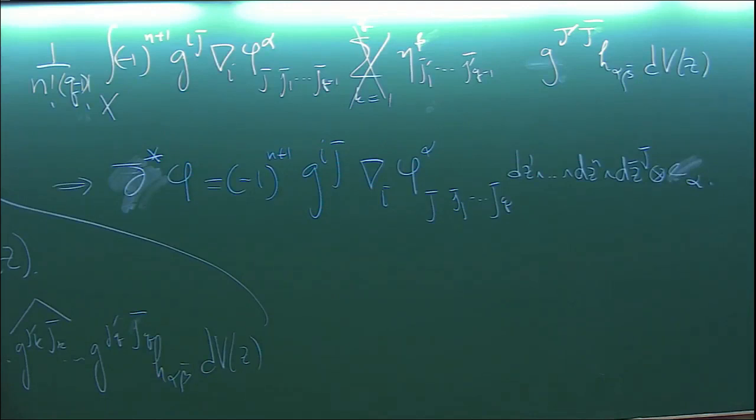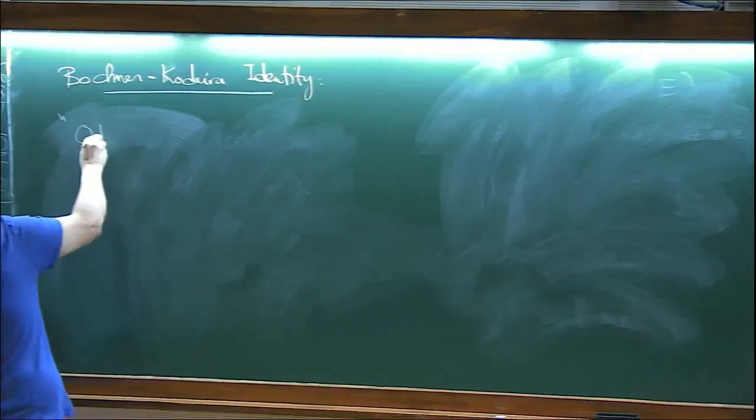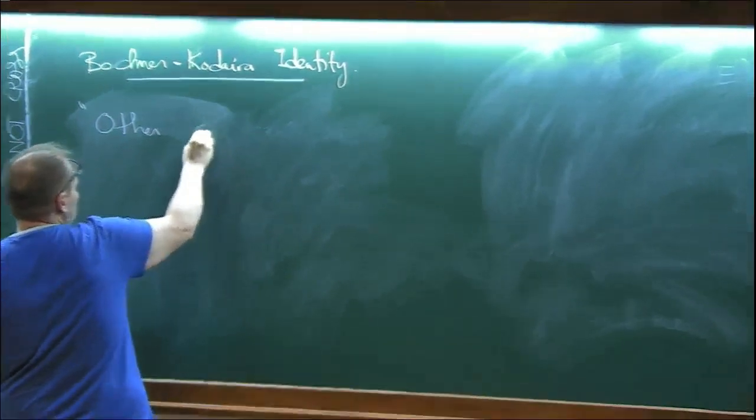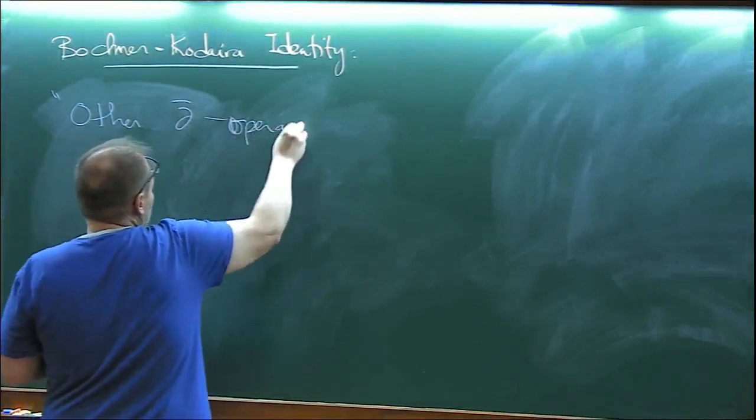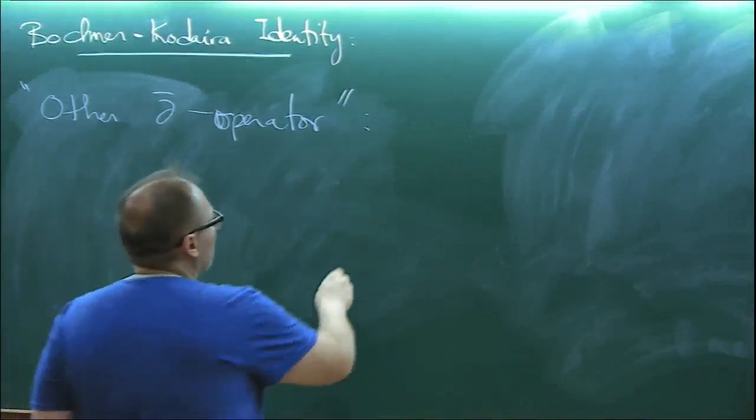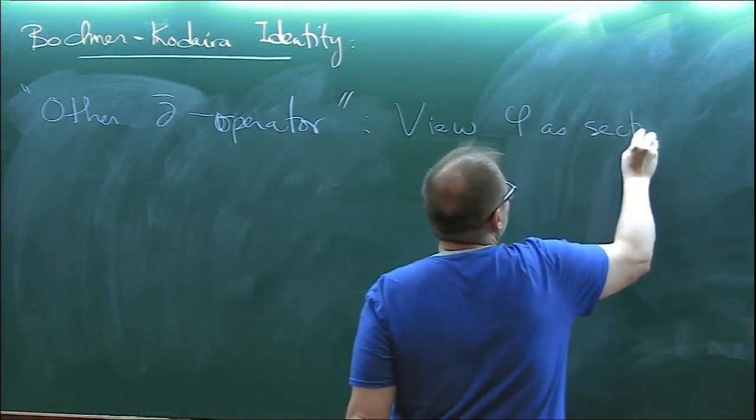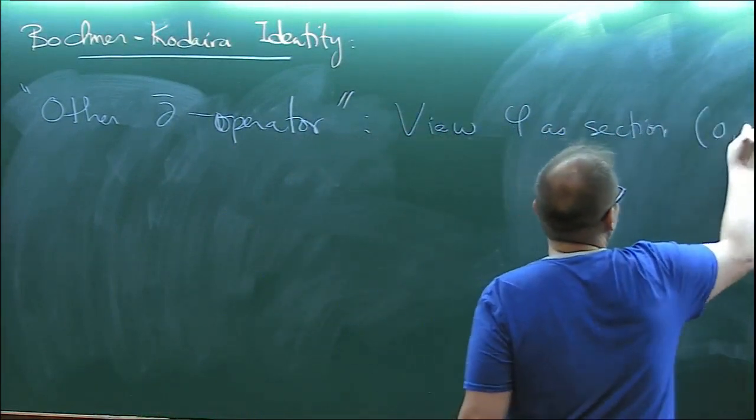Okay, so far so good. Okay, so we all remember these conventions. So now, what about the evil d bar, other d bar operator, the evil twin? Okay, so in this one, we view phi as a section. So in other words, a 0,0 form.